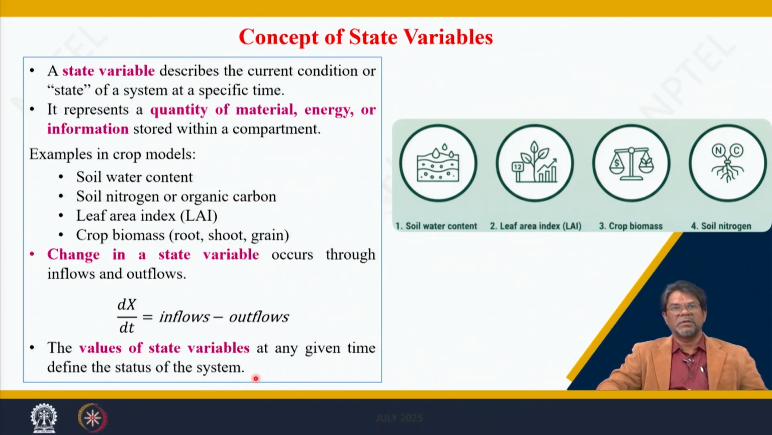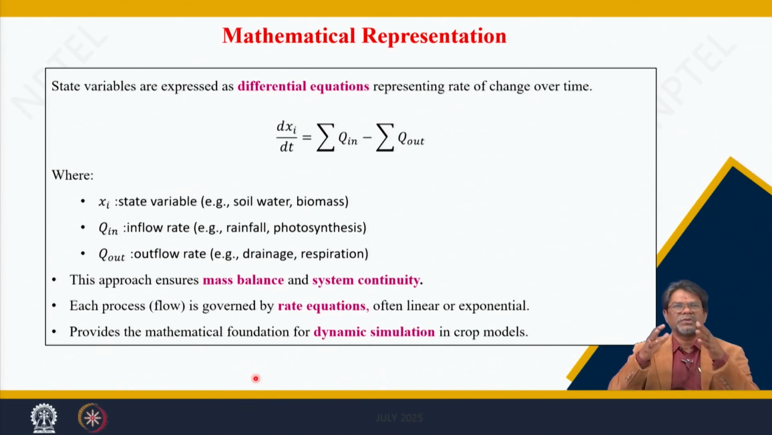So, the state variables are expressed as differential equations, that is, the inflow and outflow relationships: dxi by dt. For state variables you can take the example of soil water and biomass. Soil water depends upon rainfall; suppose we take rainfall as the input and drainage as the output.